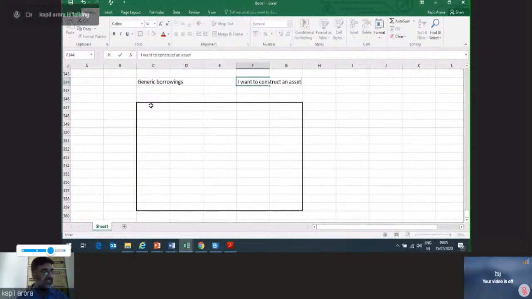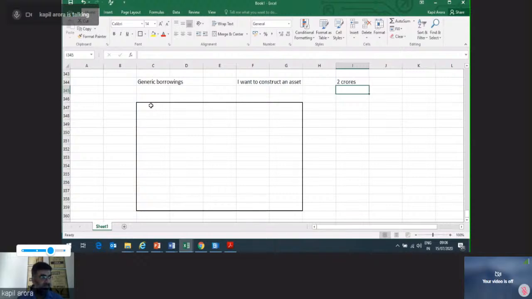I want to construct an asset. That asset will require, let's assume, 2 crore rupees in its construction. I want to construct my asset, a building. That building would require 2 crore rupees. Now this 2 crore rupees I can take from the loan outside, maybe from a bank.